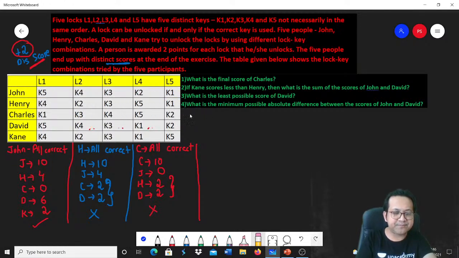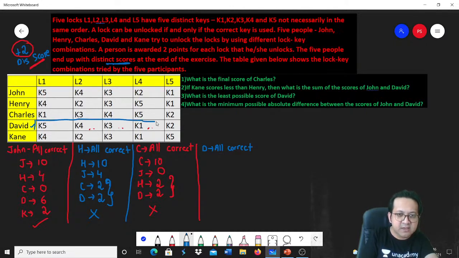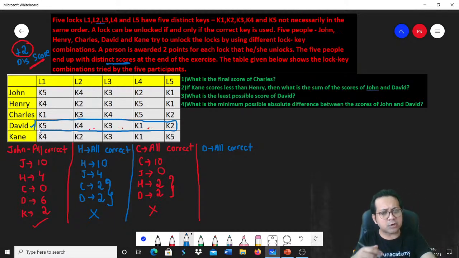Next, what is the next scenario? The next scenario is D getting all correct. Let's make the next assumption: D gets all the keys correct. If D is getting all the keys correct, meaning he is getting 5 locks correct, 1 lock is 2 points, so for 5 locks D would have got 10 points. That's the assumption that D is getting all correct.